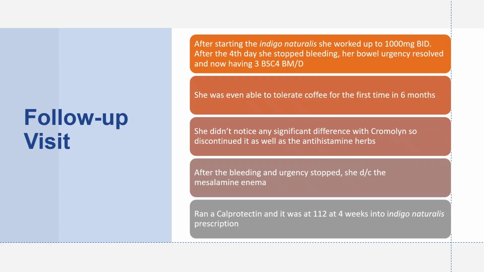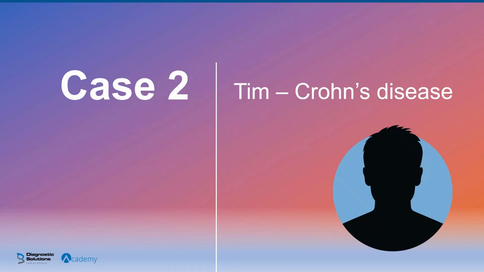The cromolyn and the antihistamine herbs didn't make a difference, so she discontinued those. On her own, she decided to discontinue the mesalamine enemas. She didn't think they were really doing anything. And then we ran a calprotectin, and 4 weeks into the indigo naturalis, she had dropped to 112. She was doing great. This is how I often see this herb work.